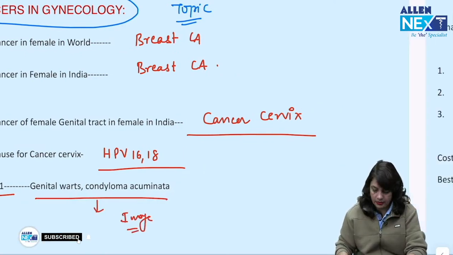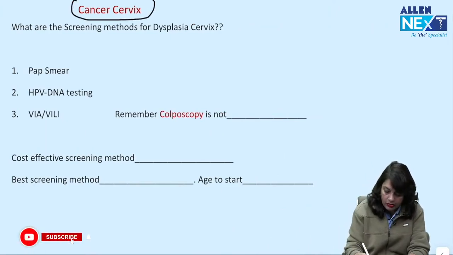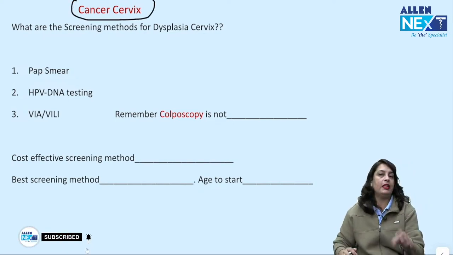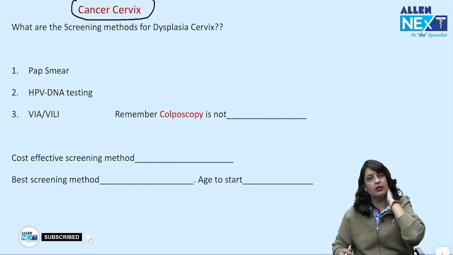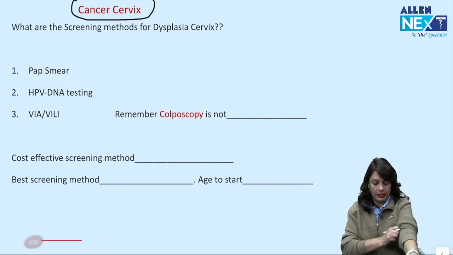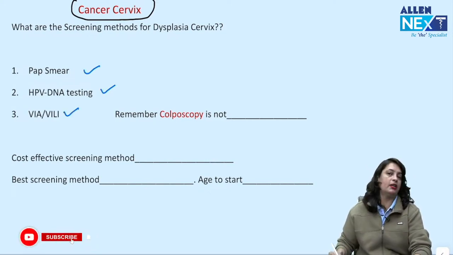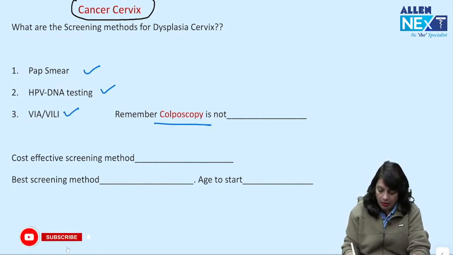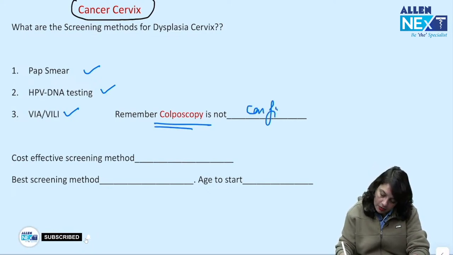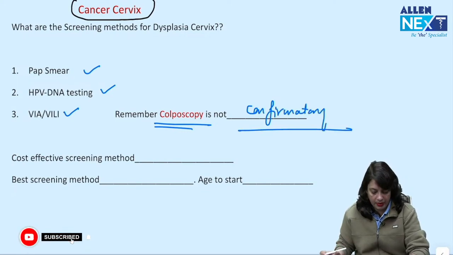Okay. Next, cancer cervix, what are the screening methods? Remember, I am teaching you the very latest because I am already working in a reputed cancer hospital of Delhi. So, pap smear, HPV DNA testing, visual inspection under acetic acid and VILI, these are all screening methods. Remember, colposcopy is a confirmatory test. It is never a screening method.